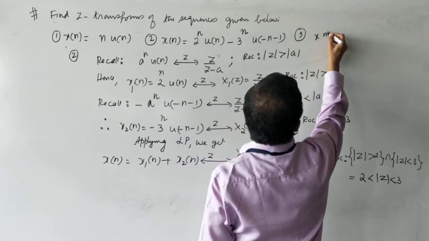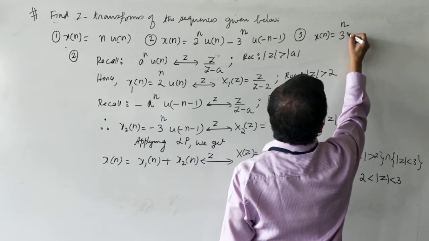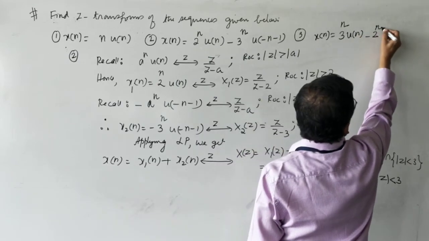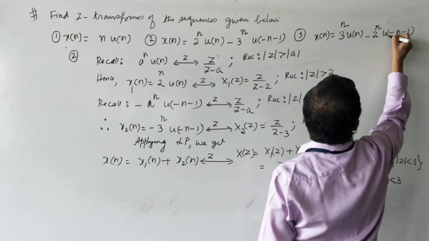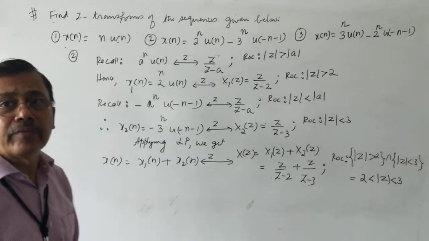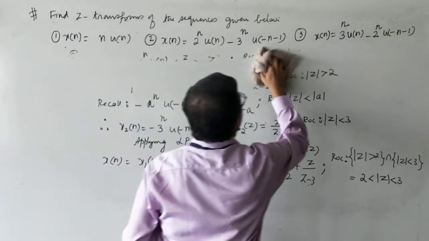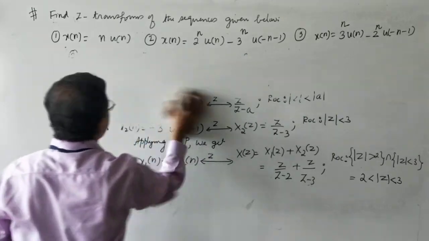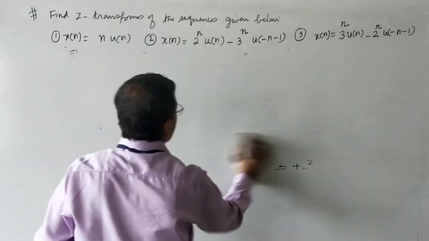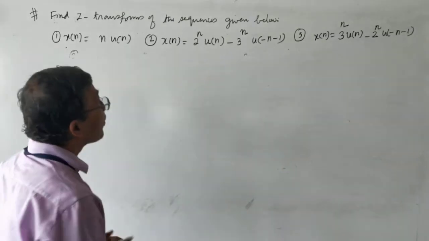x of n equals 3 to the power n into u of n minus 2 to the power n u of minus n minus 1. I will do that now. One more I have added in the statement. This is the third one.